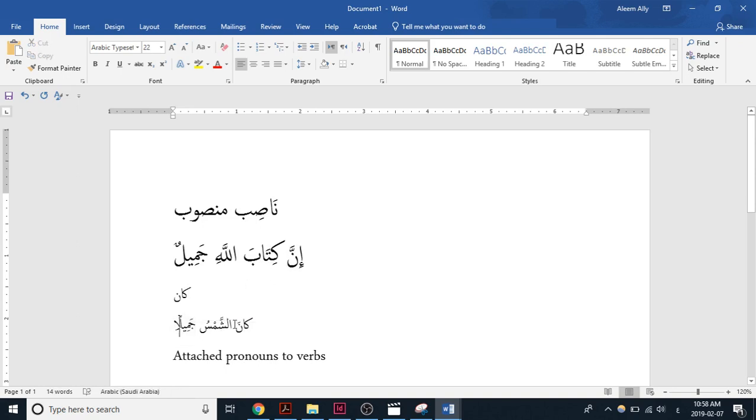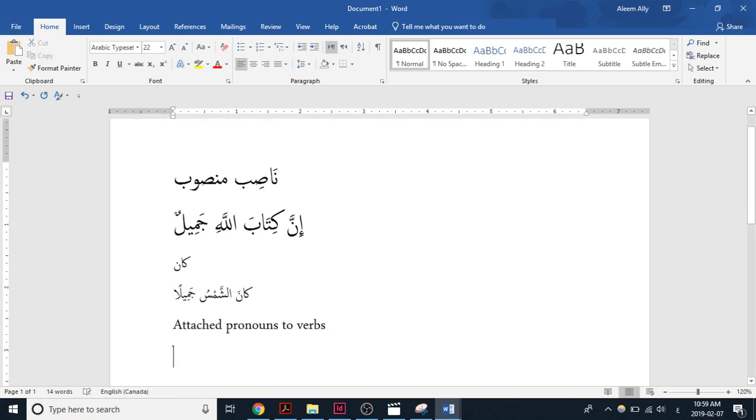Very similar to inna. So, shamsu would be now known as the ism of kana, and jamilan would now be known as the khabar of kana. And together, kana and shamsu will serve as your mubtada, and jamilan will be known as your ism of kana or khabar. Well, I failed to explain that in 5 minutes, but I'm going to keep on going.